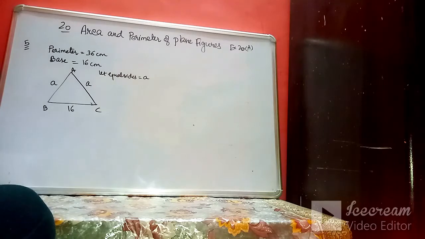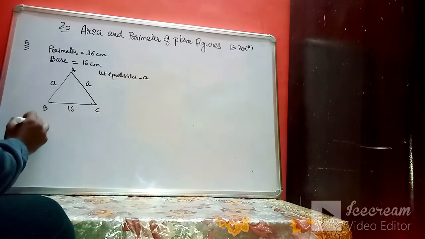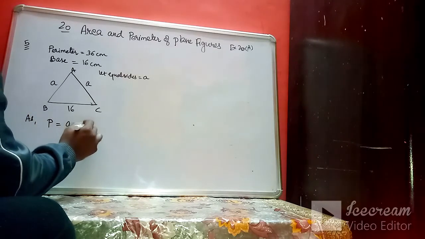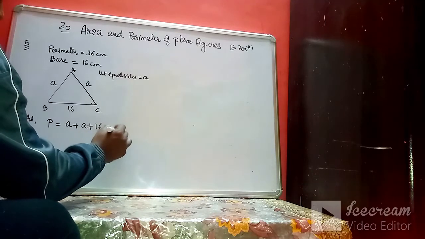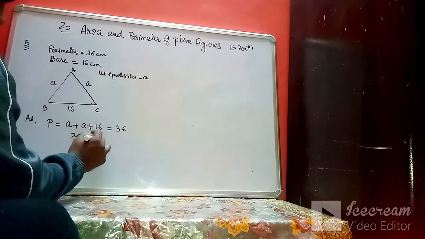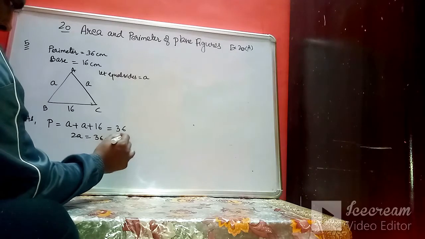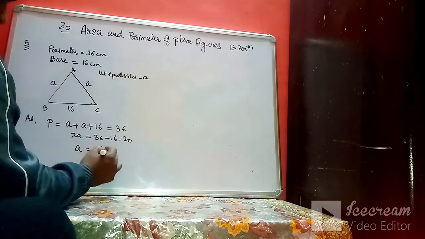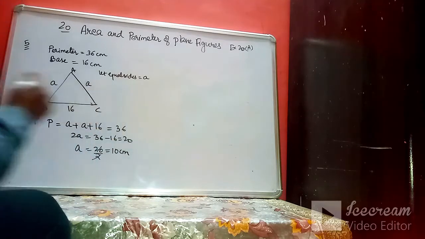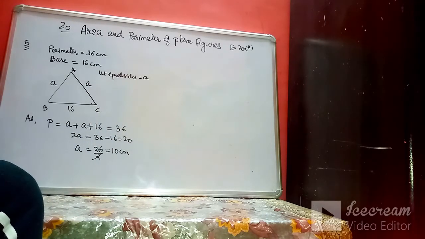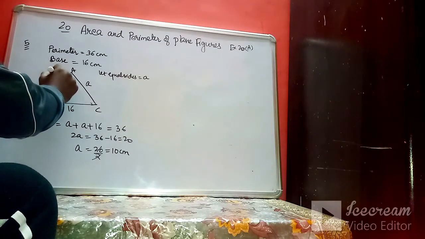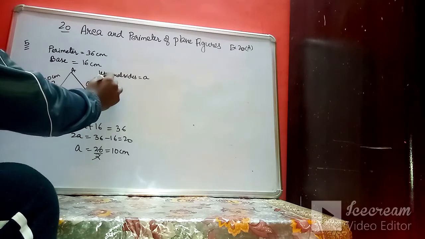So what do we know about the perimeter? We know that perimeter is A plus A plus 16, sum of all sides. So we will get 2A equal to 36 minus 16, that is 20, or A equal to 20 by 2, that is 10 centimeter. So finally we got the sides of the triangle. This is 10 centimeter, and this is also 10 centimeter.